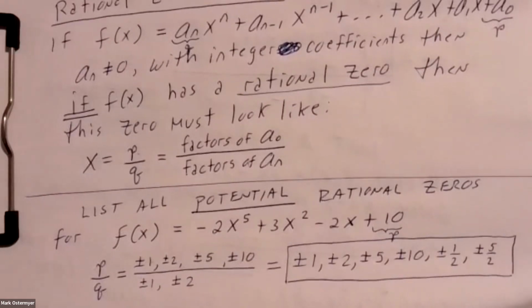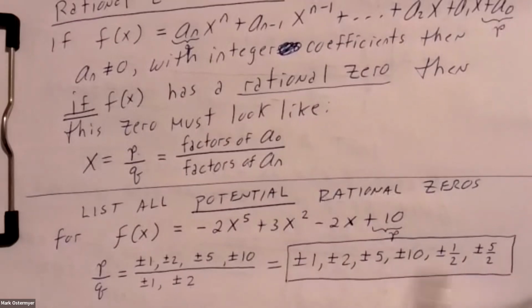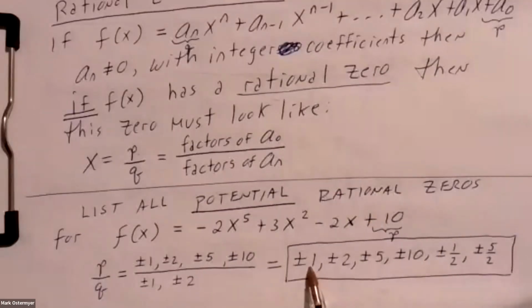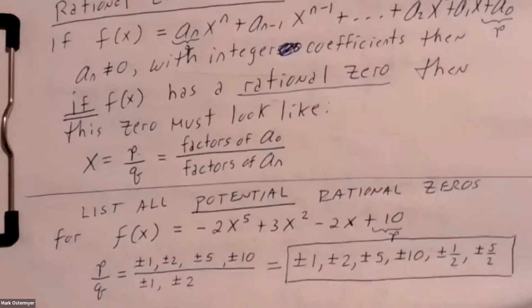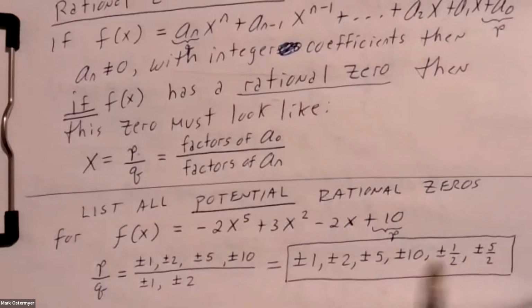So I have a question for you. Does that mean this fifth degree polynomial has all these zeros? No. In fact, we don't know if any of these are even zeros of this fifth degree polynomial, but I guarantee you, if it does have a rational zero, it must be one of these in the list. It has to be guaranteed by this rational zero theorem up here.